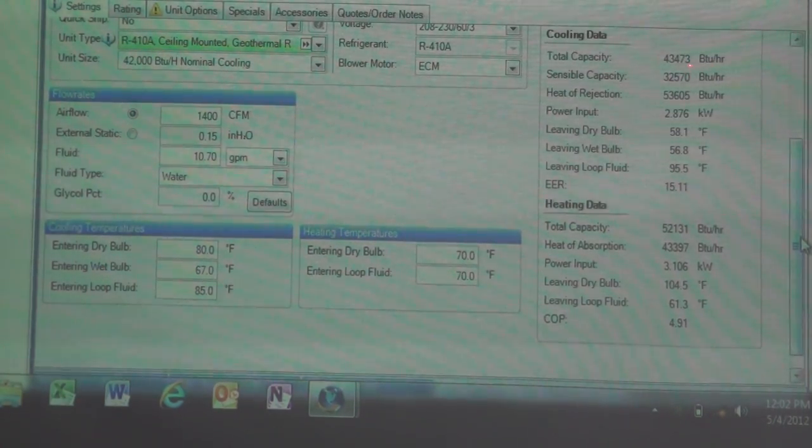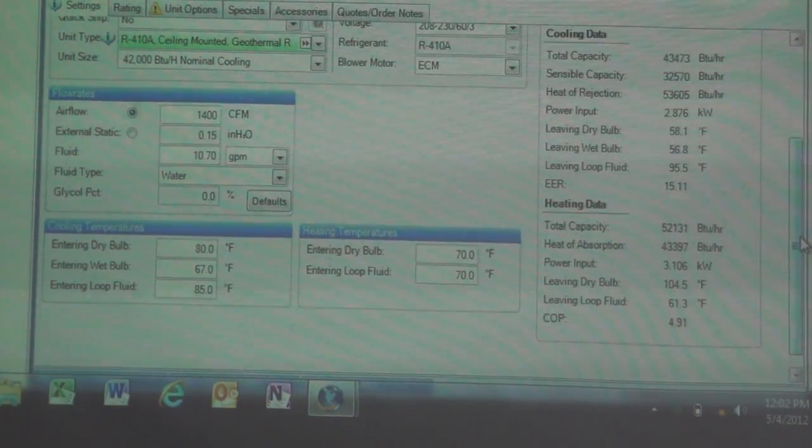So total, and this is what we call gross total, not net total. A fan, if it's in draw through position, which these are, will add heat, okay? And it's called fan motor heat gain. It's the motor's adding heat. The fan adds very little heat from the friction it's creating, but the motor adds heat.